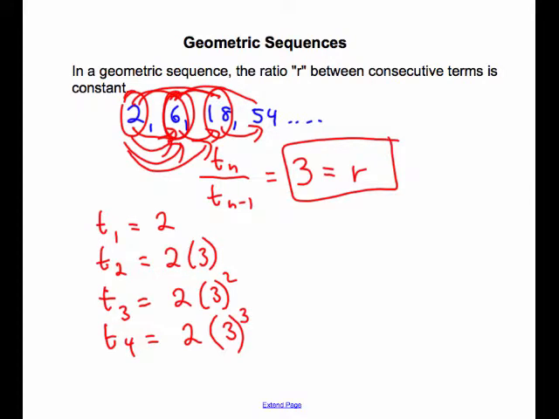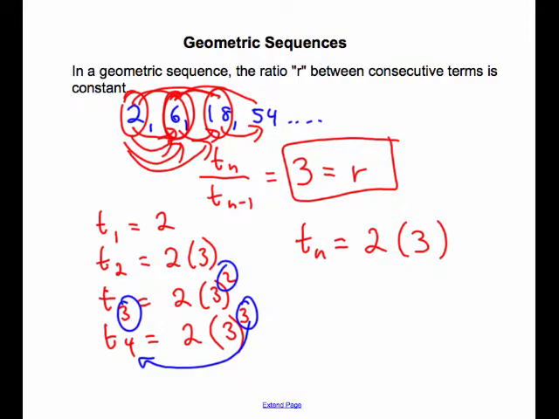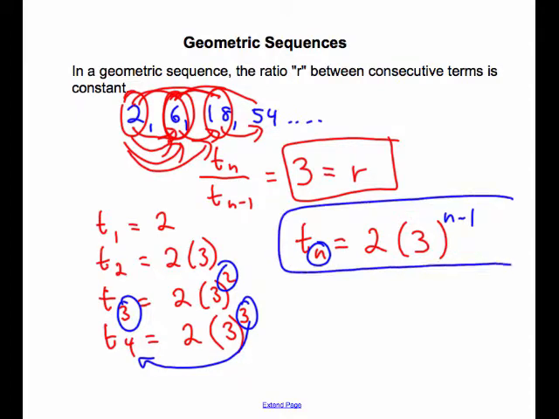And so you'll notice that in general, to get the nth term, it's always our starting value, in this case 2, and then our multiplier, in this case 3, and we multiply n minus 1 times compared with the term we're looking for. So for term 4 it was 3 jumps, for term 3 it was 2 jumps, for term n it's going to be n minus 1 jumps. And this is the general term of this particular geometric sequence.